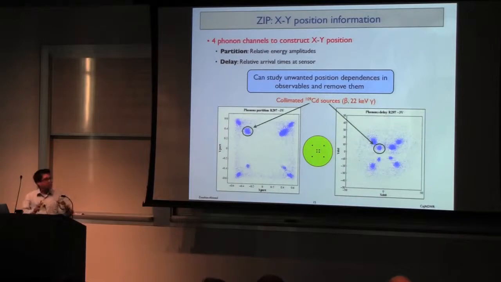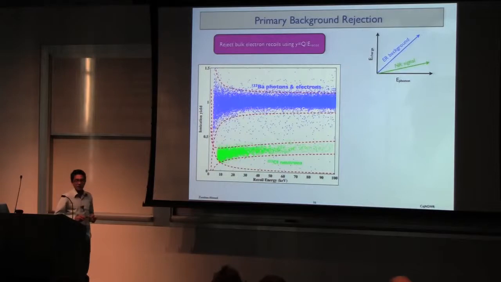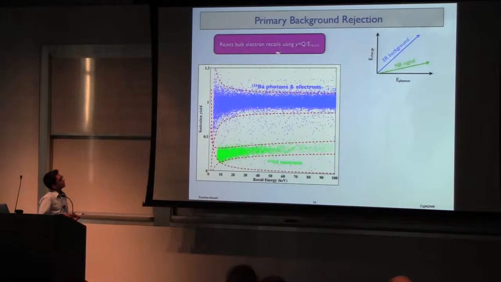Okay, so now we've seen the basic phonon and ionization operation. So how do we do discrimination with this? Okay, so what I was talking about earlier, by reading out the phonon and the charge, we can separate out the electromagnetic background from the nuclear recoil signal. Now, instead of just putting charge on the vertical axis, we can construct this parameter called yield, which is charge divided by the phonon. Okay, so this cartoon over here turns into this.